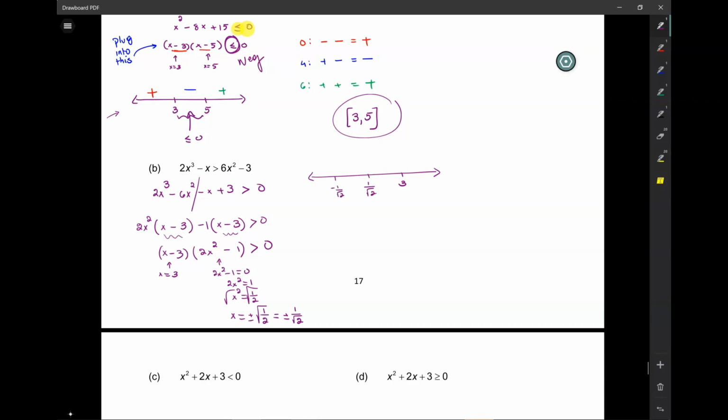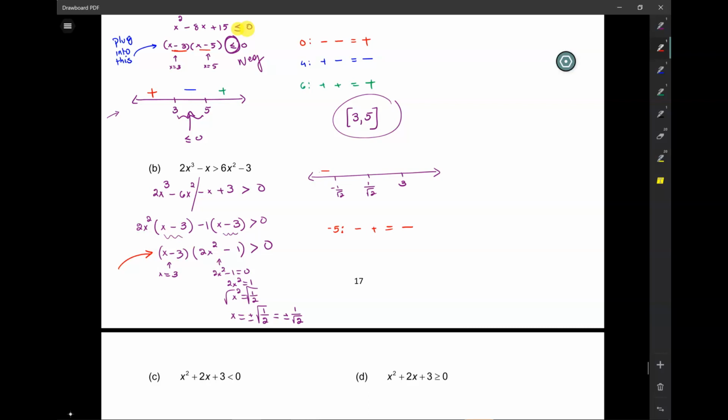Here's what we're going to do. We're going to pick a number from the leftmost region, right? From here, I'm going to pick, I don't know, negative 5. And I'm going to plug it into this step right here. Okay, so negative 5, first parenthesis gives me negative. Second parenthesis is positive. So together, that makes negative. Now, after this, okay, you have a choice. You can either keep plugging in numbers, or you can use multiplicities, okay?